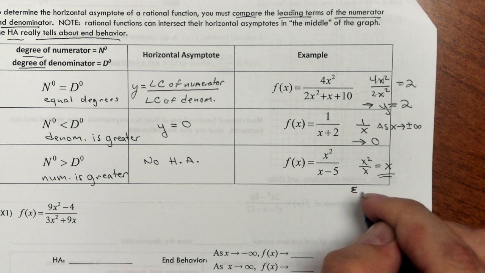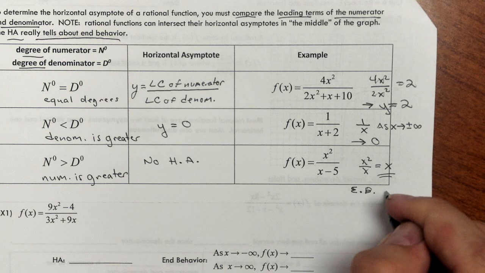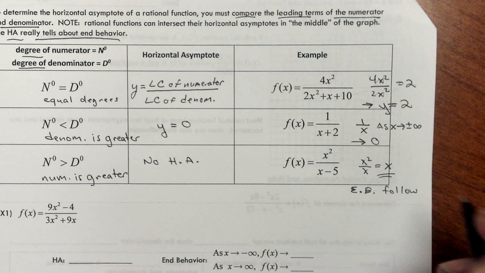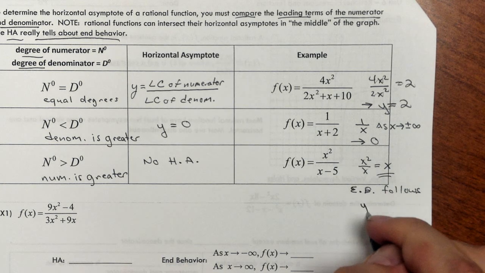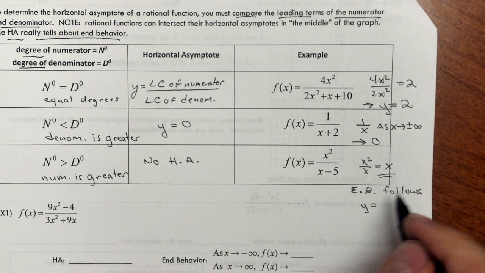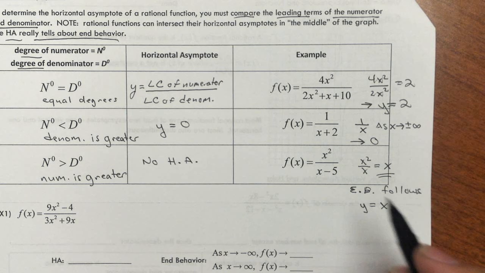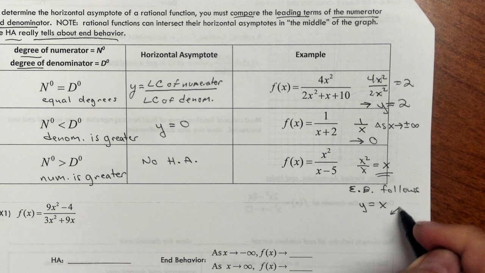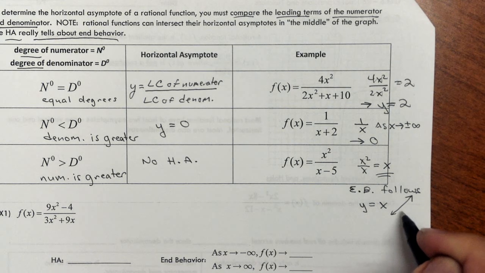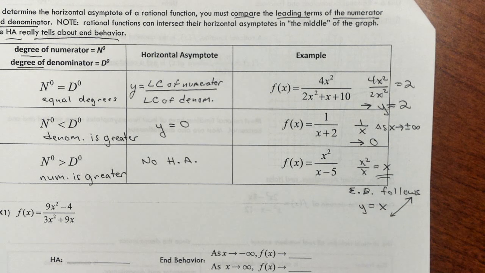The end behavior follows closely to y equals this quotient, this x. So I won't have a horizontal asymptote, but I can actually say that the end behavior is following y equals x, which I know is a line that goes from low to high. So as x approaches negative infinity, this function would approach also negative infinity. As x approaches positive infinity, f of x would approach positive infinity.